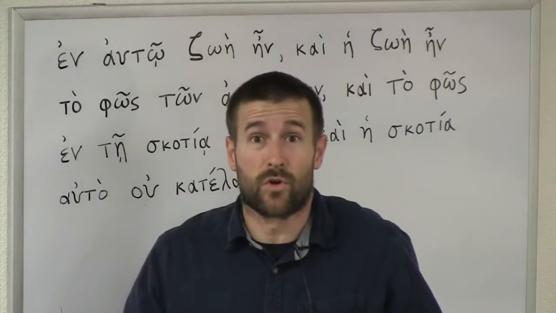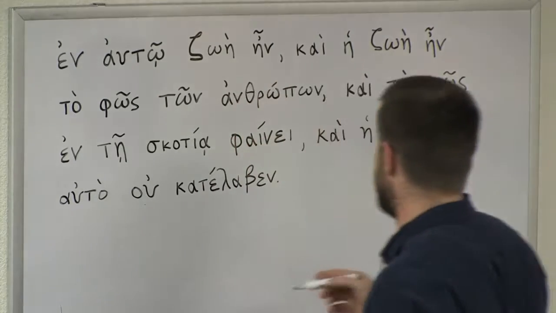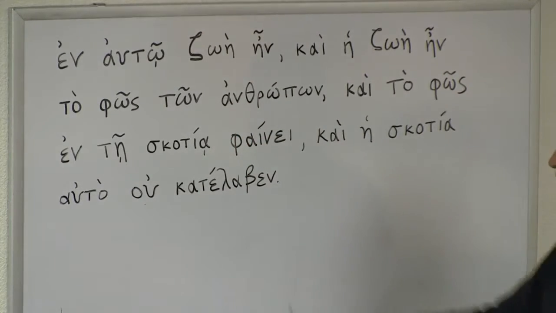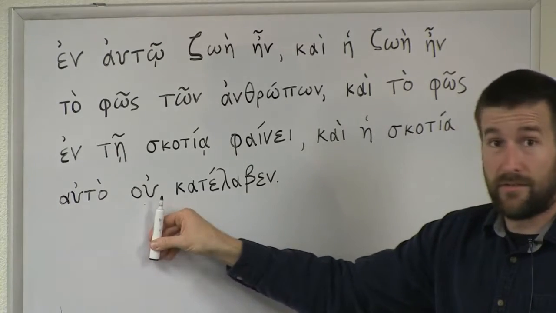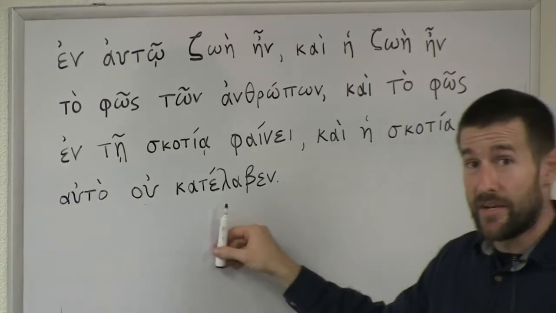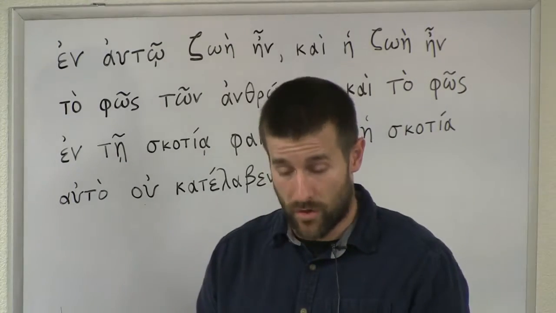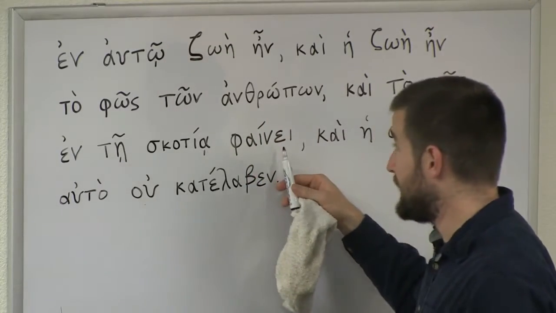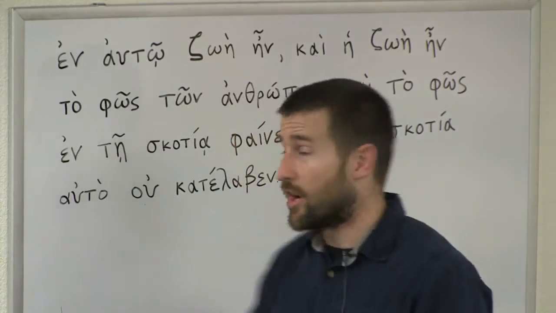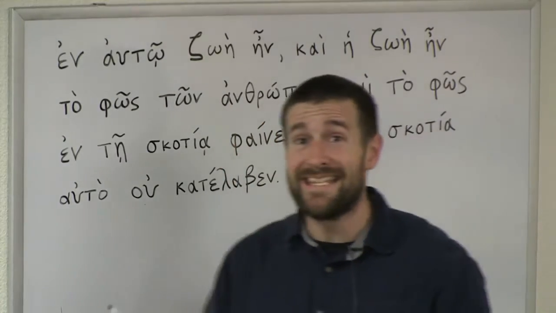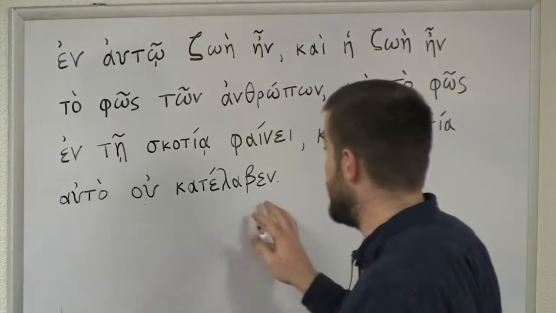Of course, the word order is totally different in Greek. We would say in English, and the darkness comprehended it not. Comprehended here is past tense, of course. Pheny is in present tense. The light shineth, present tense, in the darkness, and the darkness comprehended, past tense, it not.